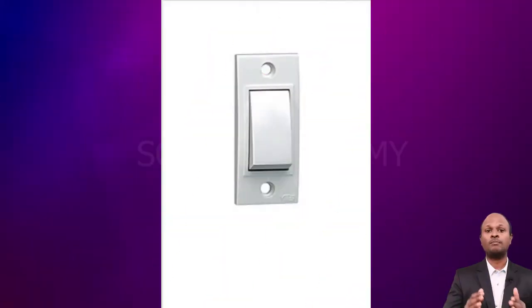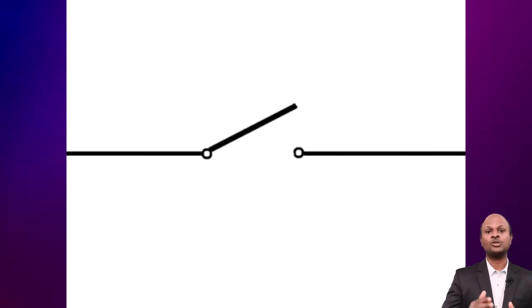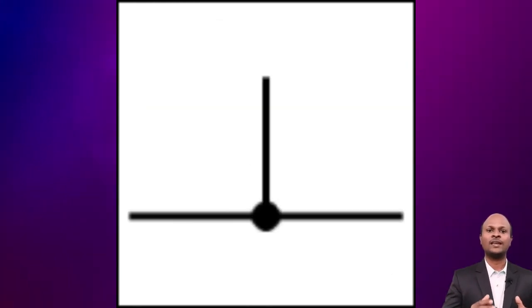The switch or a plug key is a device used for making or breaking an electrical circuit. When the switch is open, the circuit breaks and no current flows. But when the switch is closed, the circuit is made or completed and the current flows. The connecting wire is denoted by a straight line. A joint of 3 or more connecting wires is denoted by a dark circle at the point of joint.